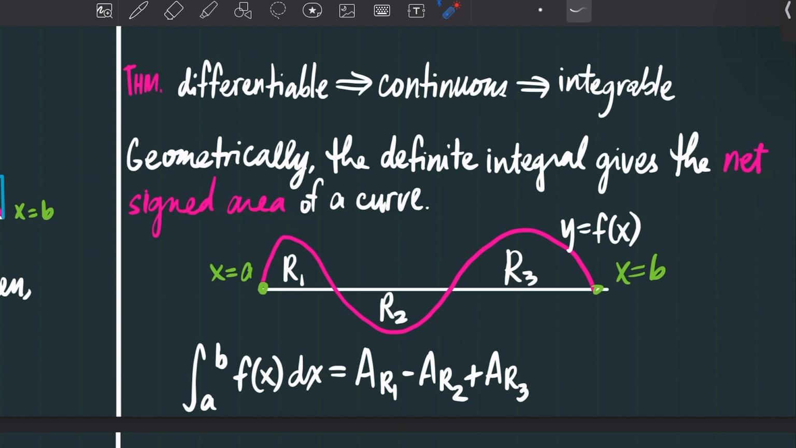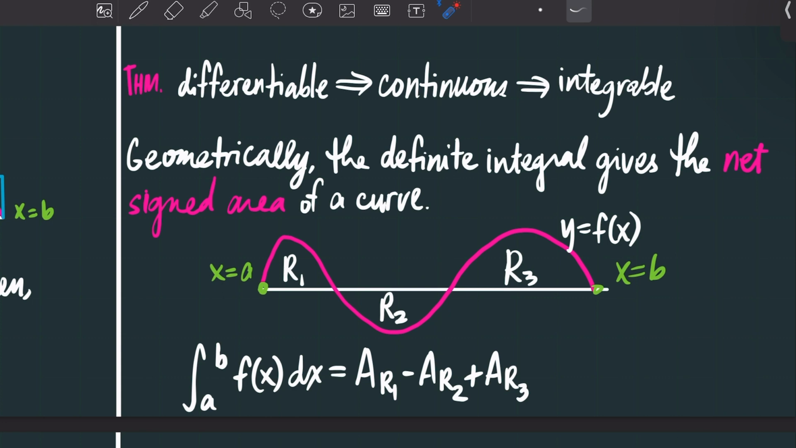So, pag sinabi natin net signed area, kinukuha natin yung area ng mga stuff above x-axis. Then, sinusubtract natin yung mga area below the x-axis. So, for example, ito yung function f from A to B. Tapos, we have identified three regions here, R1 and R3, na above the x-axis. Tapos, yung R2 is below the x-axis.